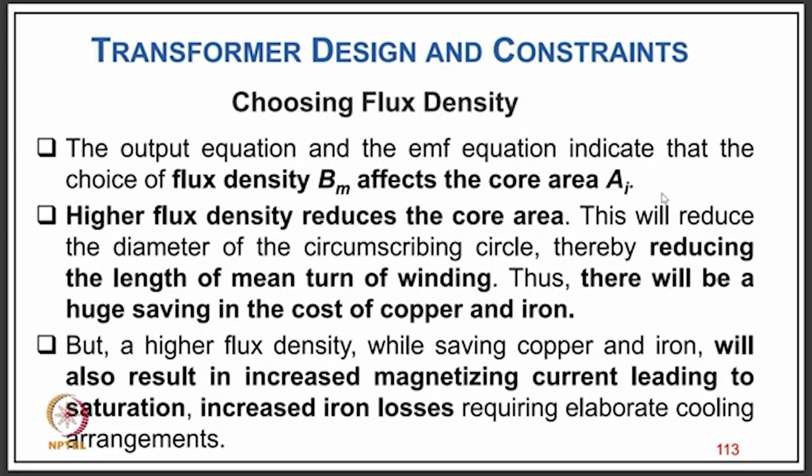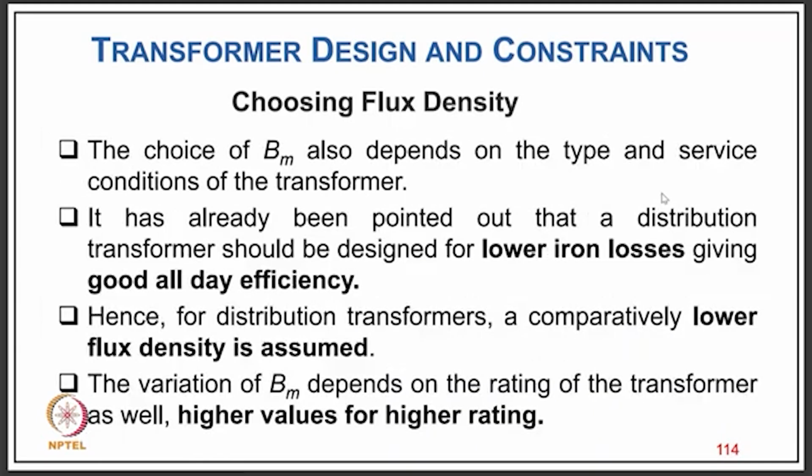Now, selection of the flux density or magnetic loading in the transformer. The output equation and the EMF equation indicate that the choice of flux density affects the core area Ai, and a higher flux density reduces the core area. This will reduce the diameter of the circumscribing circle, thereby reducing the length of mean turn of winding. Thus, there will be a huge saving in the cost of copper as well as iron. But a higher flux density, while saving copper and iron, will also result in increased magnetizing current leading to saturation, and increased iron losses, requiring elaborate cooling arrangement.